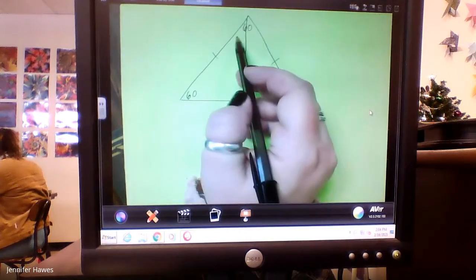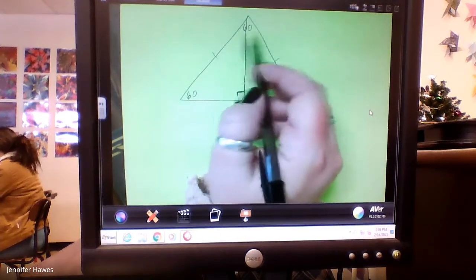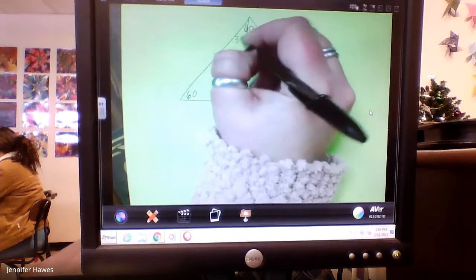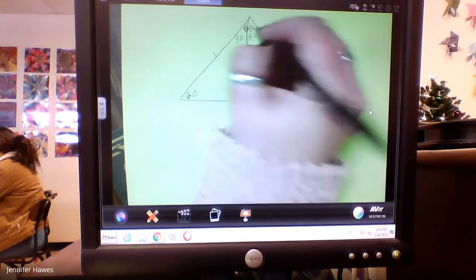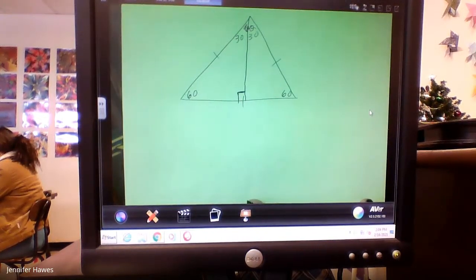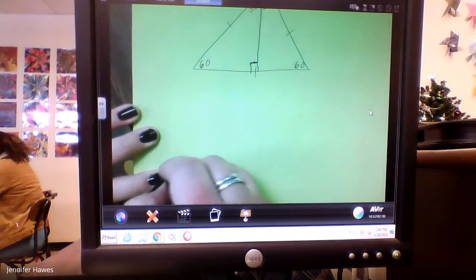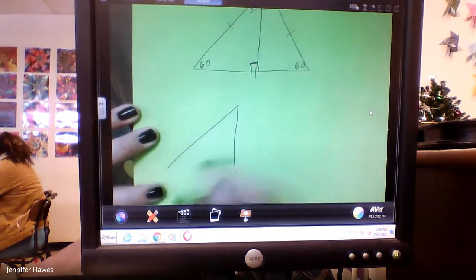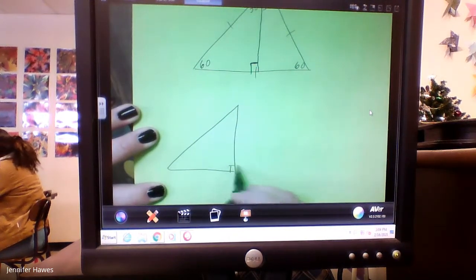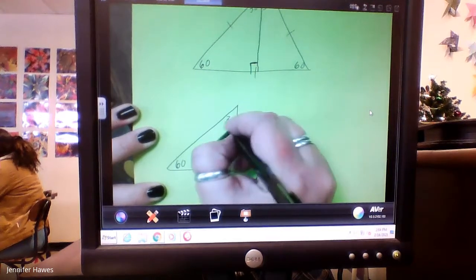Okay. What's that make these angles up here? Okay. So since this is an equilateral, if I drop an altitude down there, it just broke it in half here. Okay. So now I'm going to come down here and kind of do what I did. You don't have to draw this first one if you don't want to, but we'll draw the second one.